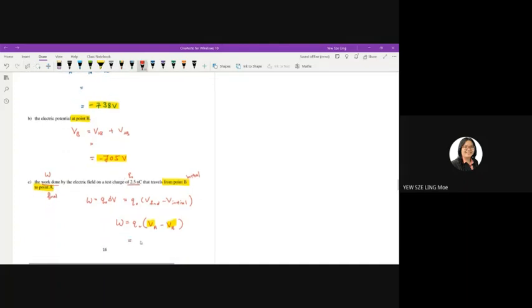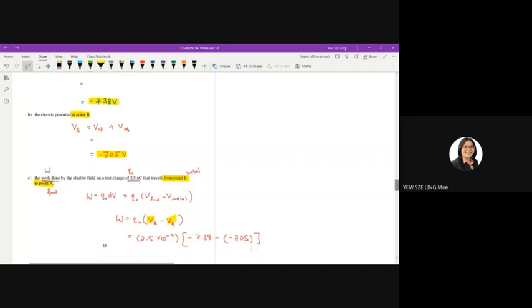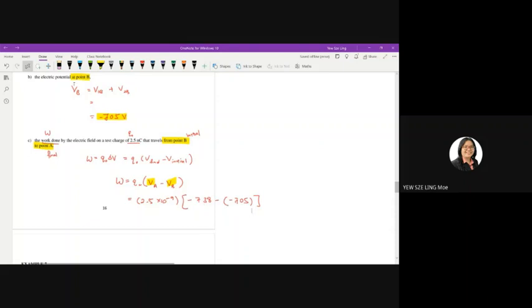So it is equal to 2.5 times 10 to the power negative 9, VA negative 738, minus VB also a negative value, so negative 705. You need to include the negative sign in your substitution. You cannot simply use 738 minus 705. It should be negative 738 minus negative 705. So W is equal to negative 8.25 times 10 to the power of negative 8 joule. So this is how you calculate it.